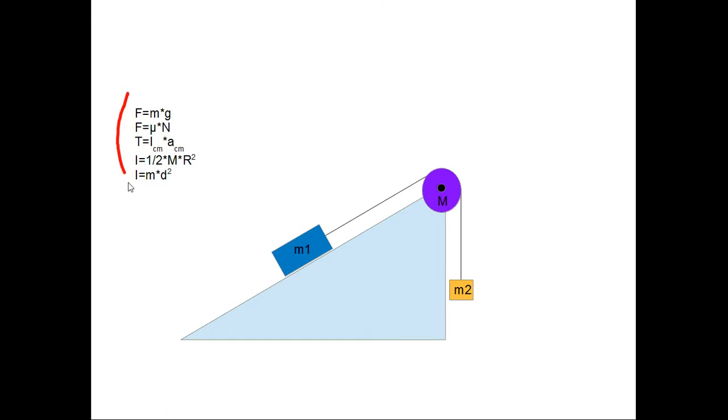So I put here all the formulas we need to solve for such a system. We have force equals m times gravity. Also force equals friction coefficient times the normal force. And torque equals the inertia times the angular acceleration. The inertia of a disk, which is the pulley, rotating with respect to its center of mass, is half m r squared.